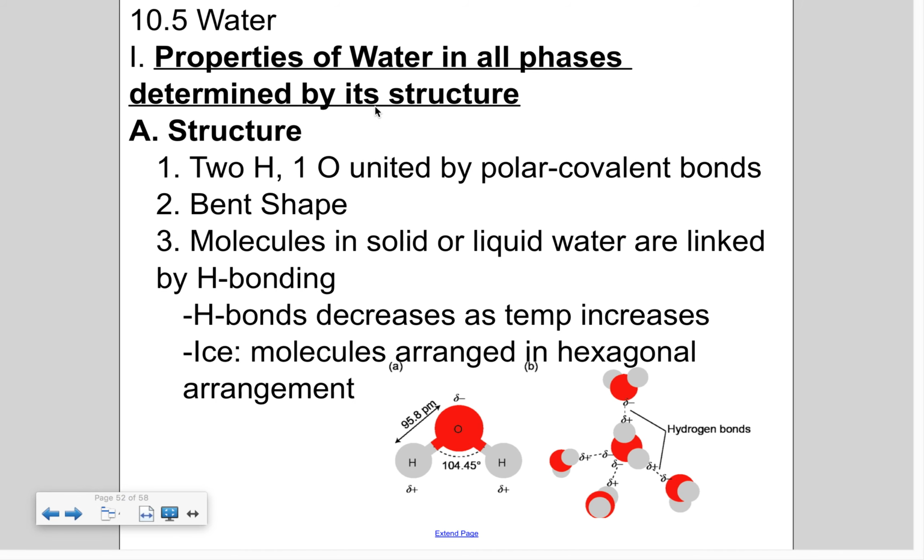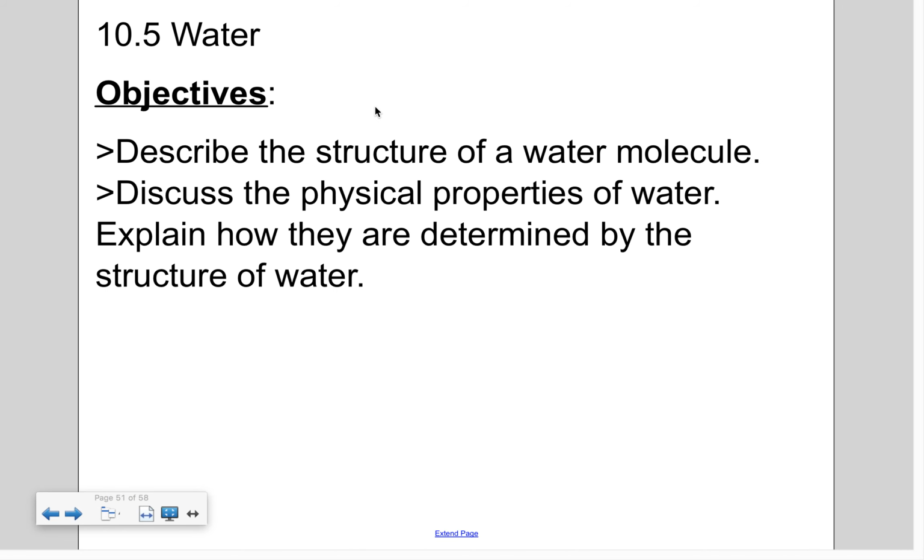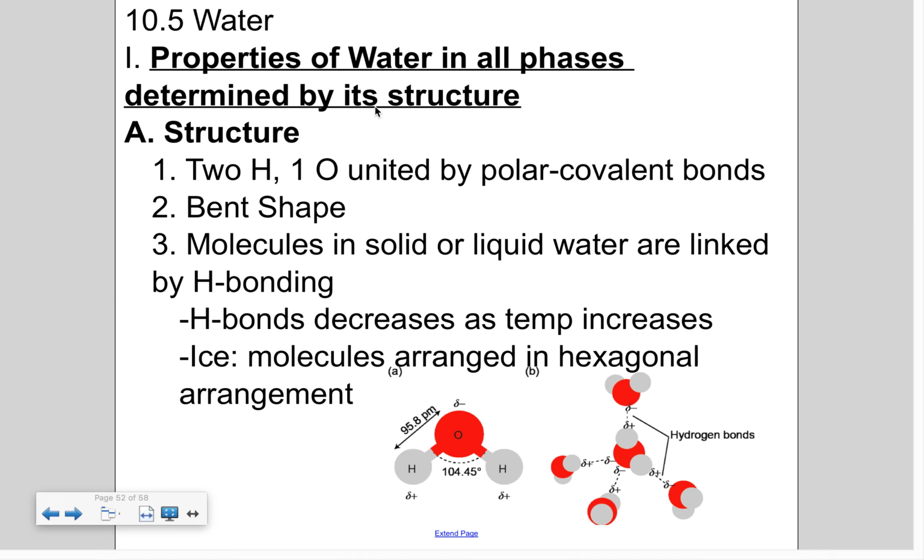All right, Mrs. Erickson here, talking about the last section for Chapter 10, looking specifically at water. Describe the structure of the water molecule. That should be slight review. Physical properties associated with water, again, also slightly review, and then explain how they are determined by the structure of water.